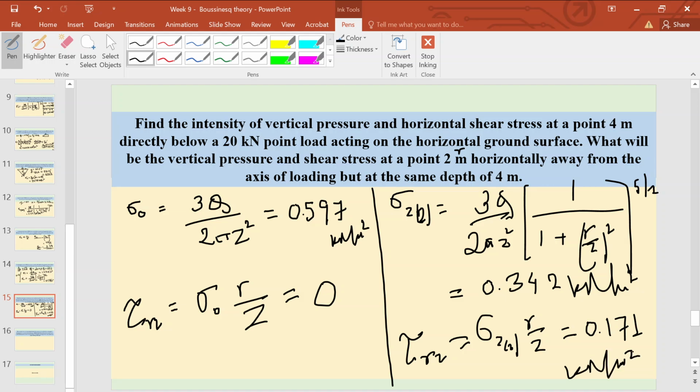So the thing different over here is we are calculating the horizontal shear stress, which is the product of the vertical stress and the ratio of the radial distance to the depth, isn't it? So in this way we get tau equals sigma z into r by z. In the first case it is 0, in the second case it is half of the vertical stress. Okay, clear?